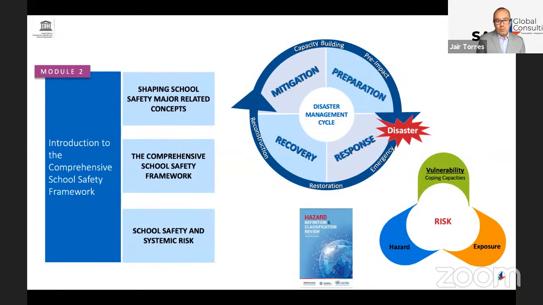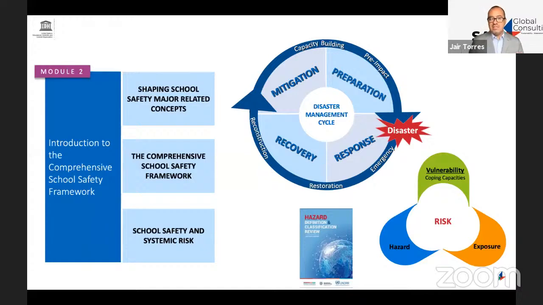The second module will be the introduction to the comprehensive school safety framework. And here we're going to start shaping school safety major related concepts. We're going to be discussing normally the terminology for disaster risk reduction. We're going to be talking about risk, extensive risk, intensive risk, vulnerabilities, hazards, exposure. We're going to be talking about resilience, and about the different elements that we normally have in disaster risk reduction.